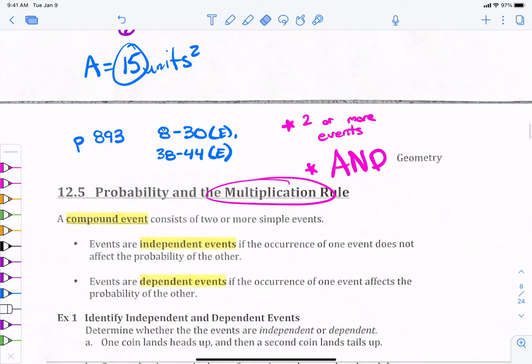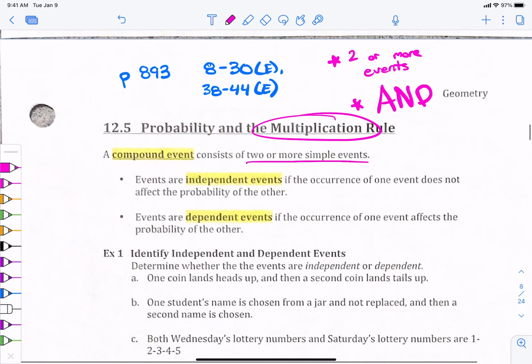A compound event just means two or more simple events. And then you'll have things like independent events or dependent events. Those were the two subcategories underneath multiplication that we put, and let's label them.